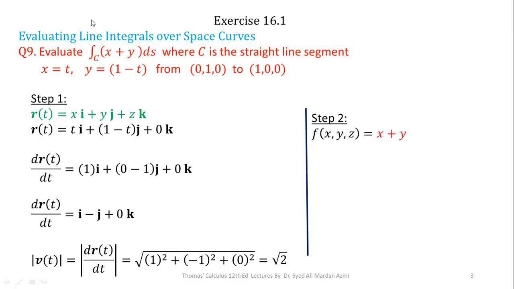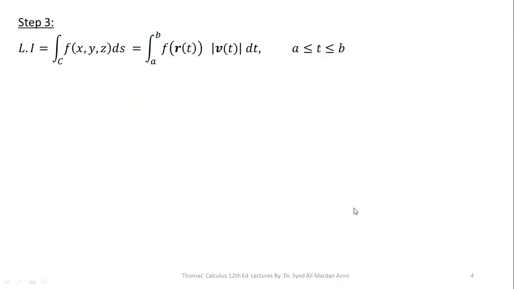In step number 2, we will parameterize our given function. Our given function in the integral is x plus y. So substituting the values of x and y in the form of t, we get f of r of t equal to 1. f of r of t means we have substituted the values of x, y, z from this r of t. After calculating these two things, we can use the formula of the line integral: integral from a to b of f of r of t times |v(t)| dt. I have written this formula in a simpler form.